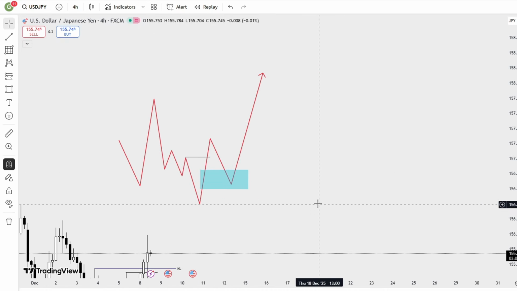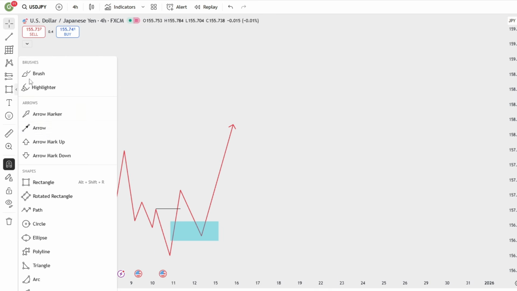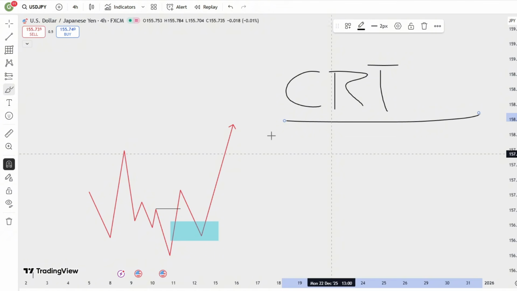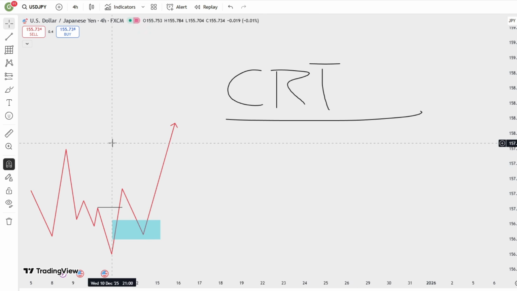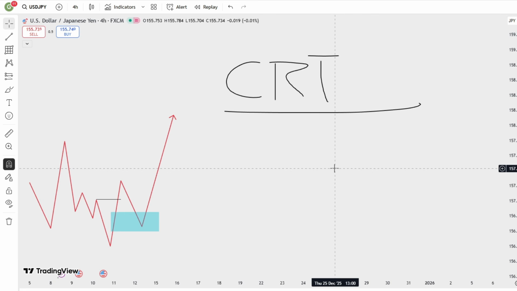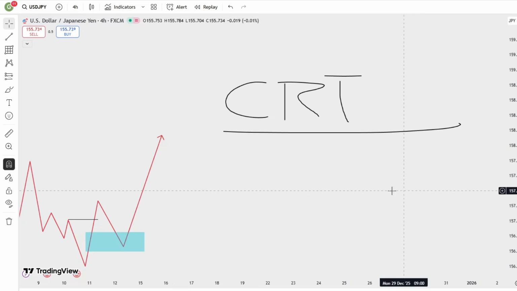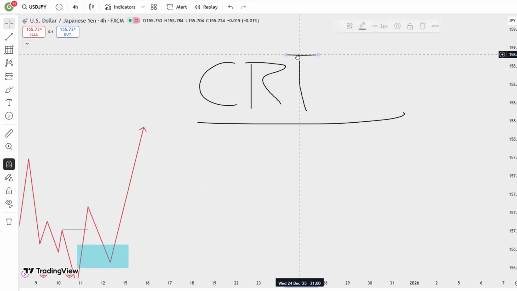The other kind of entry is a CRT entry, a CRT type of entry. It's a more advanced entry, and I don't advise you beginners to do this kind of entry. And I will not talk a lot about this entry. It's a kind of entry I personally do, but I don't advise you because you can blow your account doing this in the wrong way.